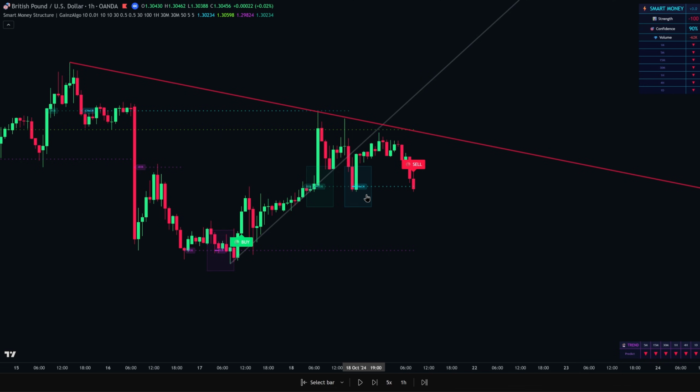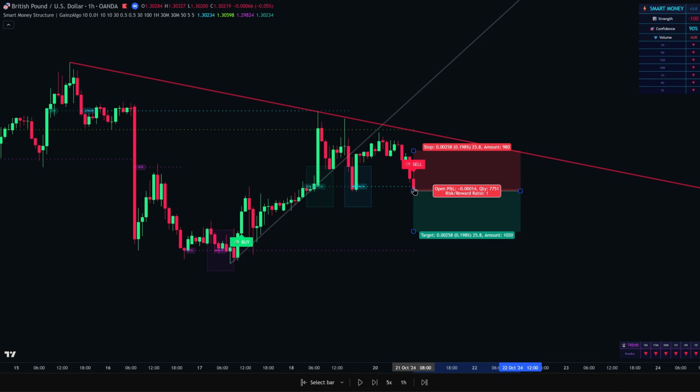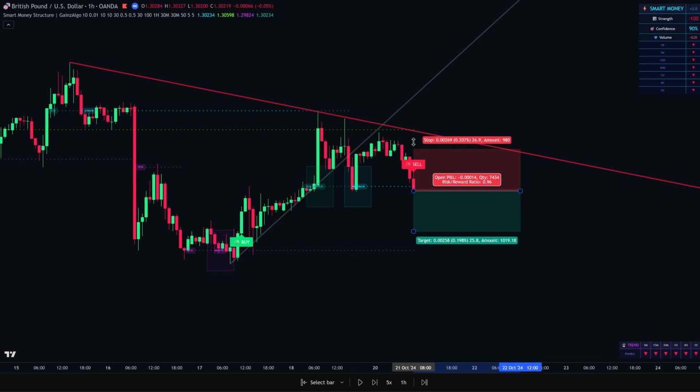Right after this confirmation, we can see a sell signal printed on the chart. This sell signal gives us a clear and validated entry point for a short trade. At this stage, we can confidently consider a sell position after the sell signal is printed. For risk management, stop loss should be placed just above the recent swing high or above the structure that caused the change of character. This ensures that if price invalidates the bearish structure, we are protected.